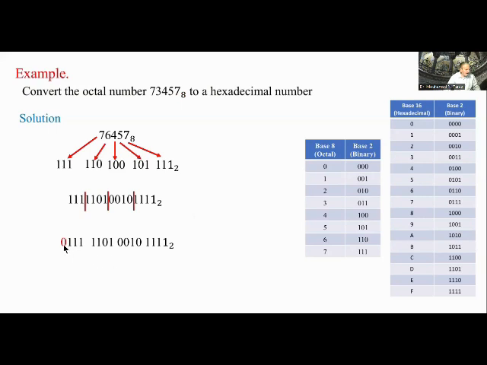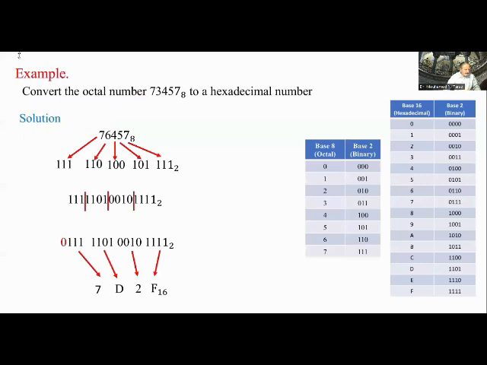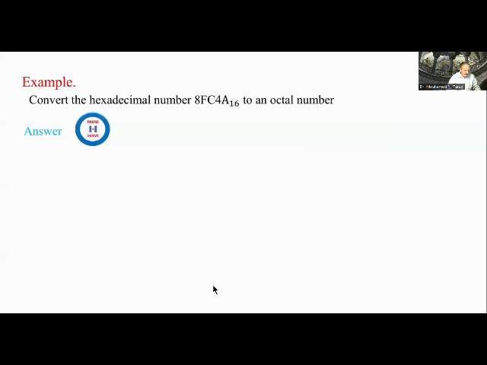Then I put a 0 here. And now 1111 is F, then 0010 is 2, 1101 is D, 0111 is 7, and we got the answer. So again, this base 8 number is this base 16 number. Now it's your turn to convert this base 16 number to an octal number.